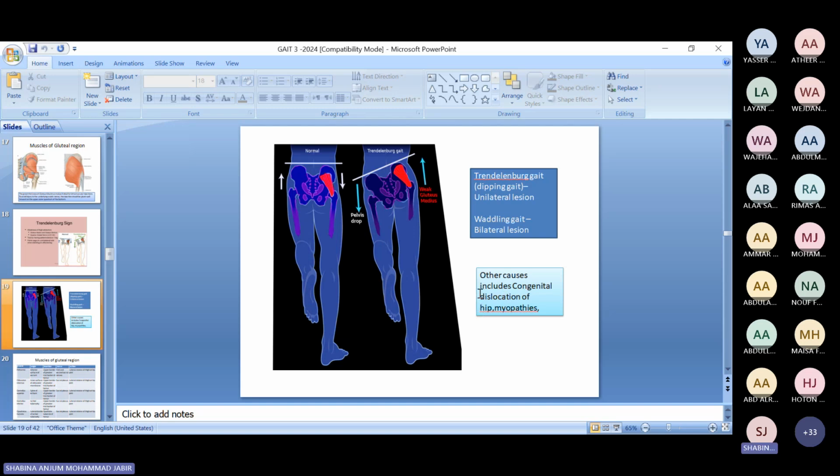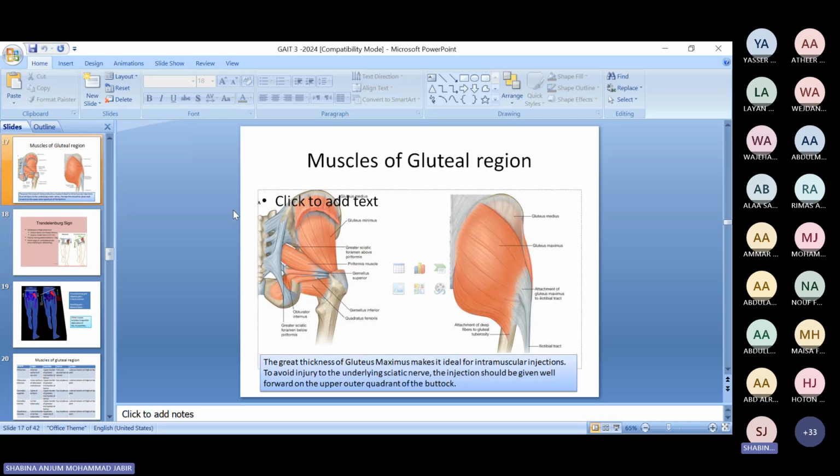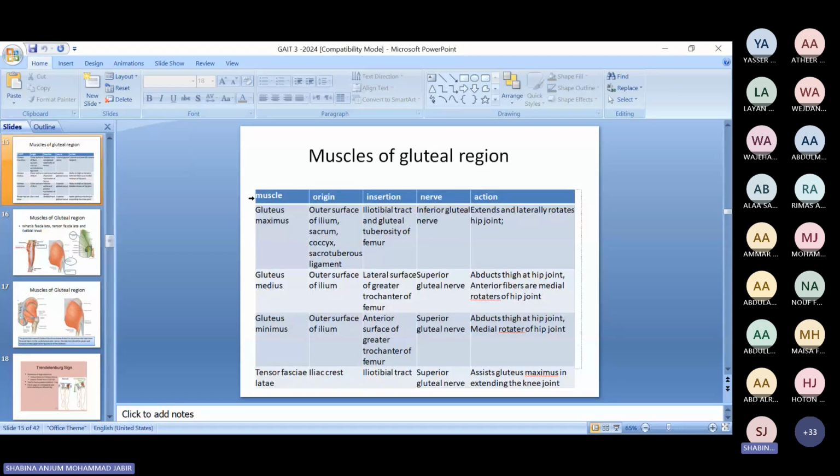It can happen where? First of all, if there is a problem with the abductors, like your gluteus medius and minimus. So what is the nerve supplying these two muscles? You should know that it can happen if there is injury to your superior gluteal nerve.